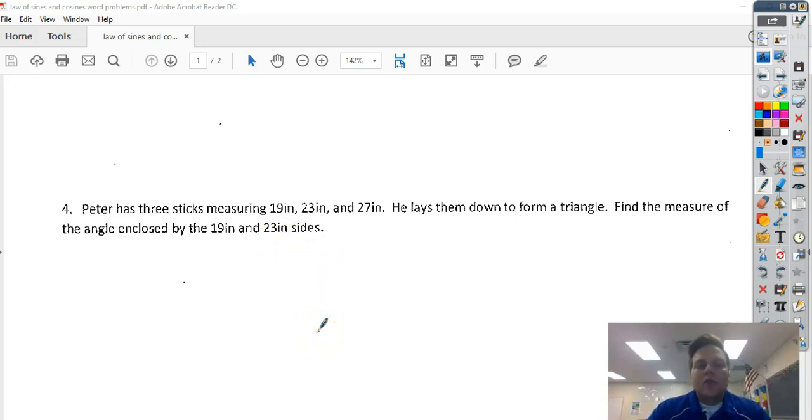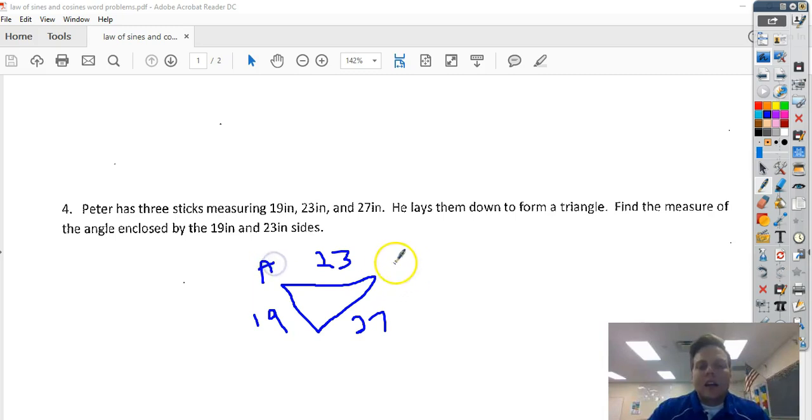Okay, so he has 3 sticks, a 19, a 23, and a 27. Sorry, my triangle is so bad. 19, 23, 27. And it says find the angle enclosed by the 19 and 23. So we're trying to find this angle right here. Okay, so how about we label this triangle as ABC? A, B, C. Okay, and we're trying to find angle A.